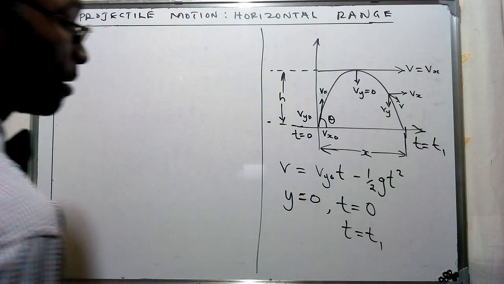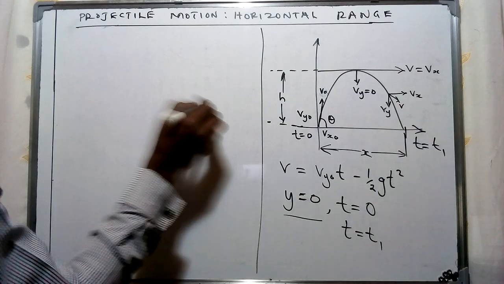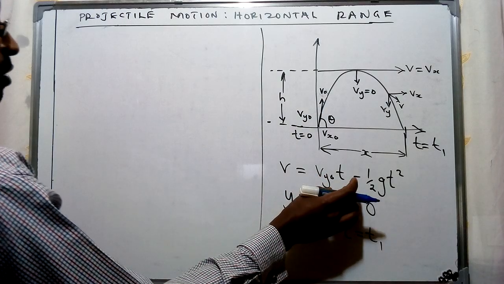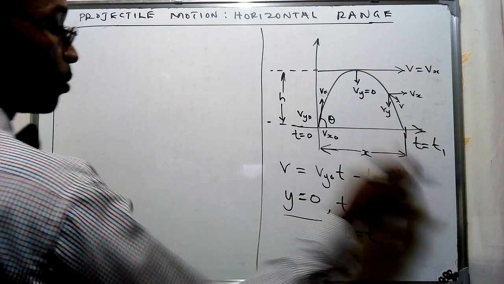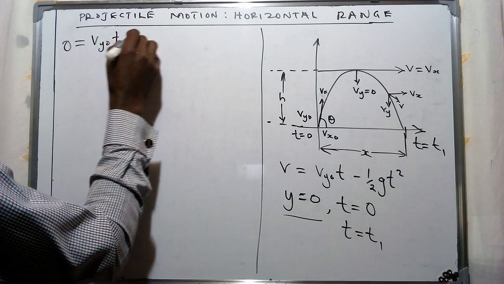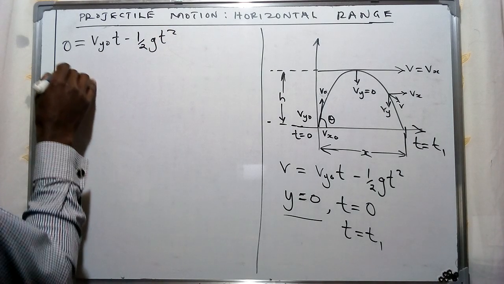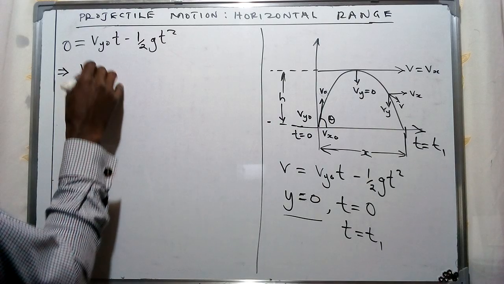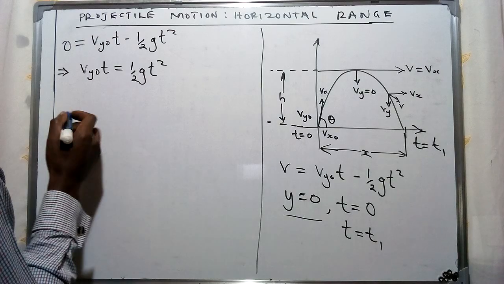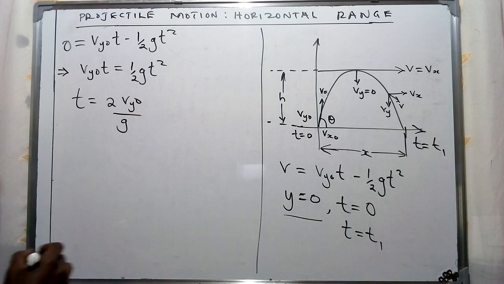So for us to find this time element, we are going to evaluate the equation y equivalent to v y naught t minus a half g t squared, equivalent to 0. Therefore, we're going to make t the subject of this formula. This implies that we have v y naught t equivalent to a half g t squared. So if we make t the subject of this formula, we're going to have t equivalent to this specific value given as such.